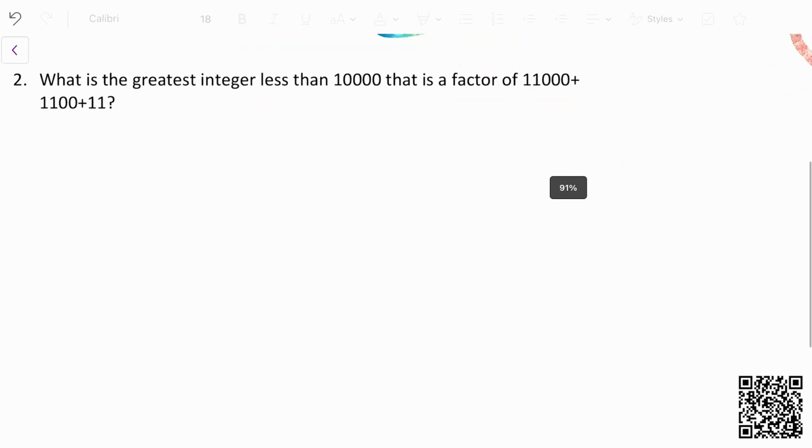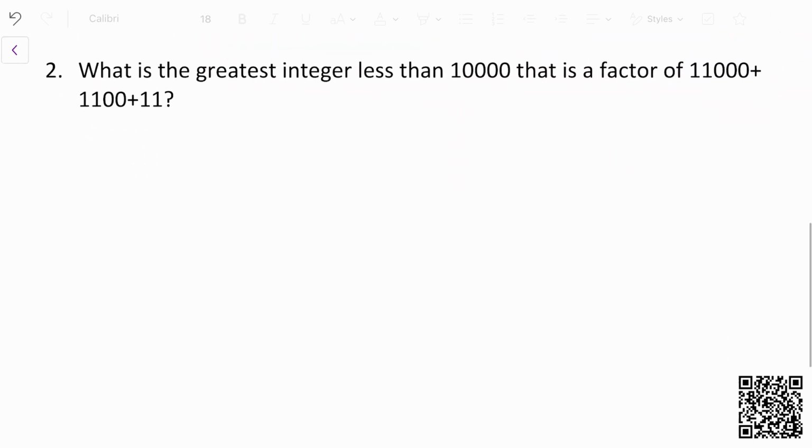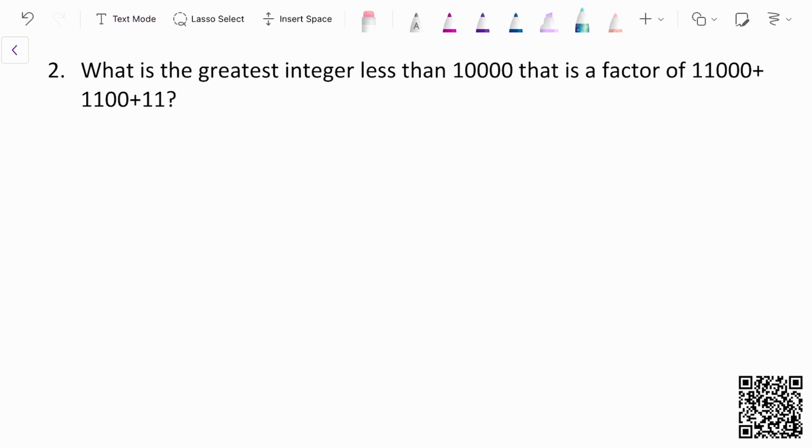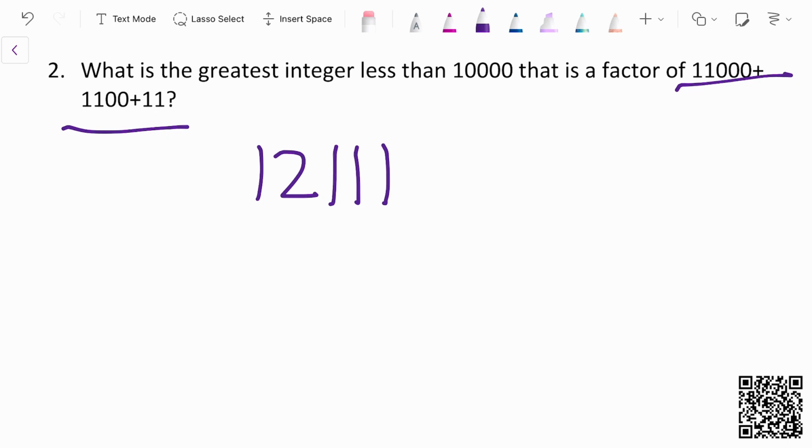Moving on to problem number 2, what is the greatest integer less than 10,000 that is a factor of, since these are some big numbers and I don't feel like reading them today, this plus this plus this. So if we add this all together, you would get 12,111. So we are trying to find the greatest integer less than 10,000 that is also a factor of 12,111. Taking that idea into consideration, since 12,111 is already greater than 10,000, it cannot be that because that would be 1.